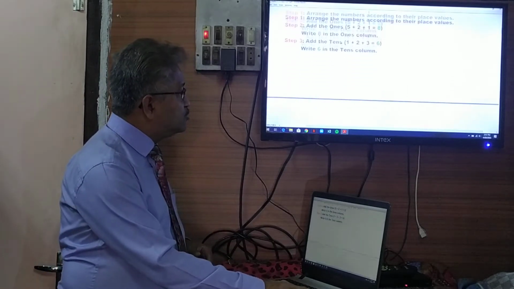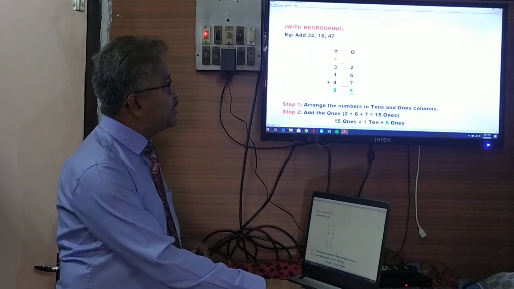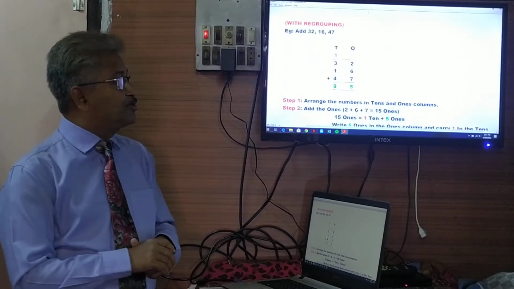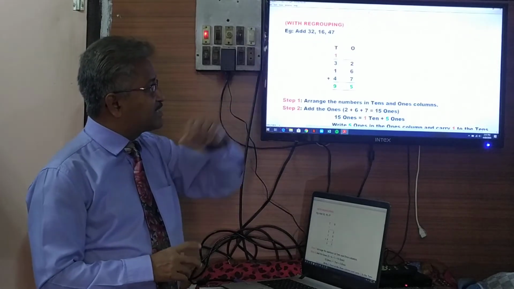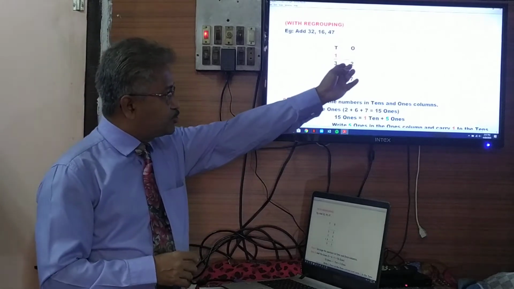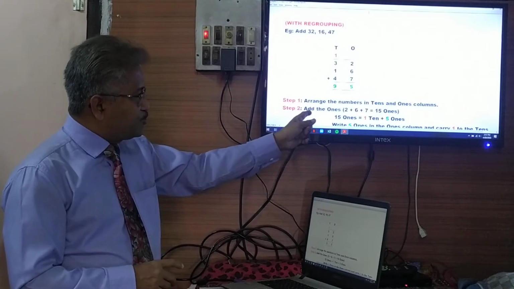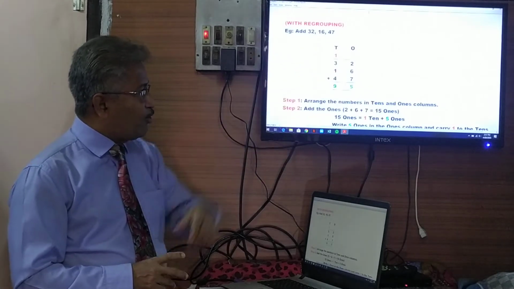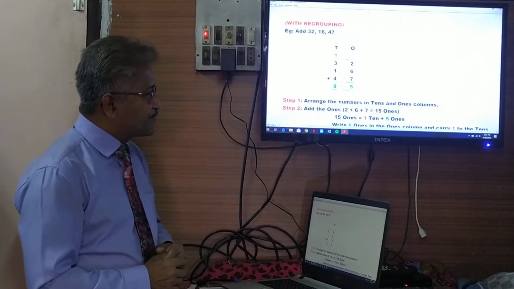Now moving on to with regrouping. Let us see when there is a need to regroup. Now we are taking 32, 16 and 47. Again 2-digit numbers. We arrange them: 32, 16, 47. The second step we do is add the ones as we did before. So 2 plus 6 plus 7 gives us 15.